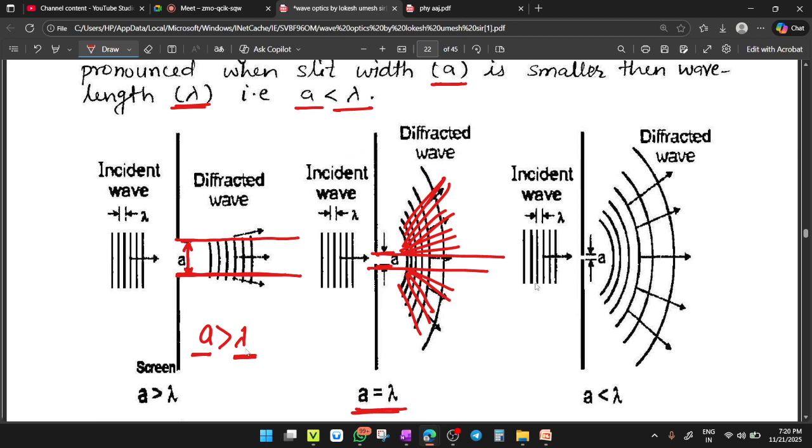Clear or not? In the third case, when a is less than lambda, means the slit width is very much less than lambda, then you will have a great extent of diffraction. Now check how much diffraction. This is only the permissible area, but other than this is the non-permissible area, and you can see a large area is occupied by the diffracted wave. So these waves which are not permitted to come, but actually have come, are called diffracted waves. Clear or not clear? So this event is called diffraction.